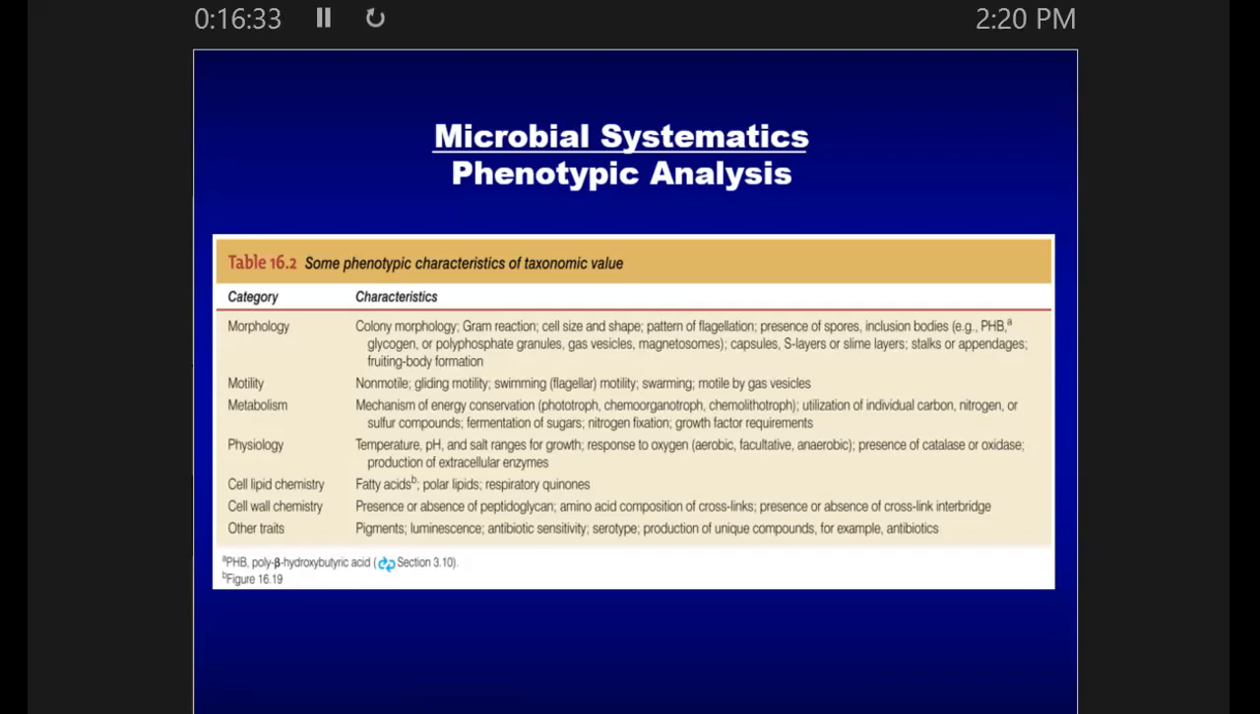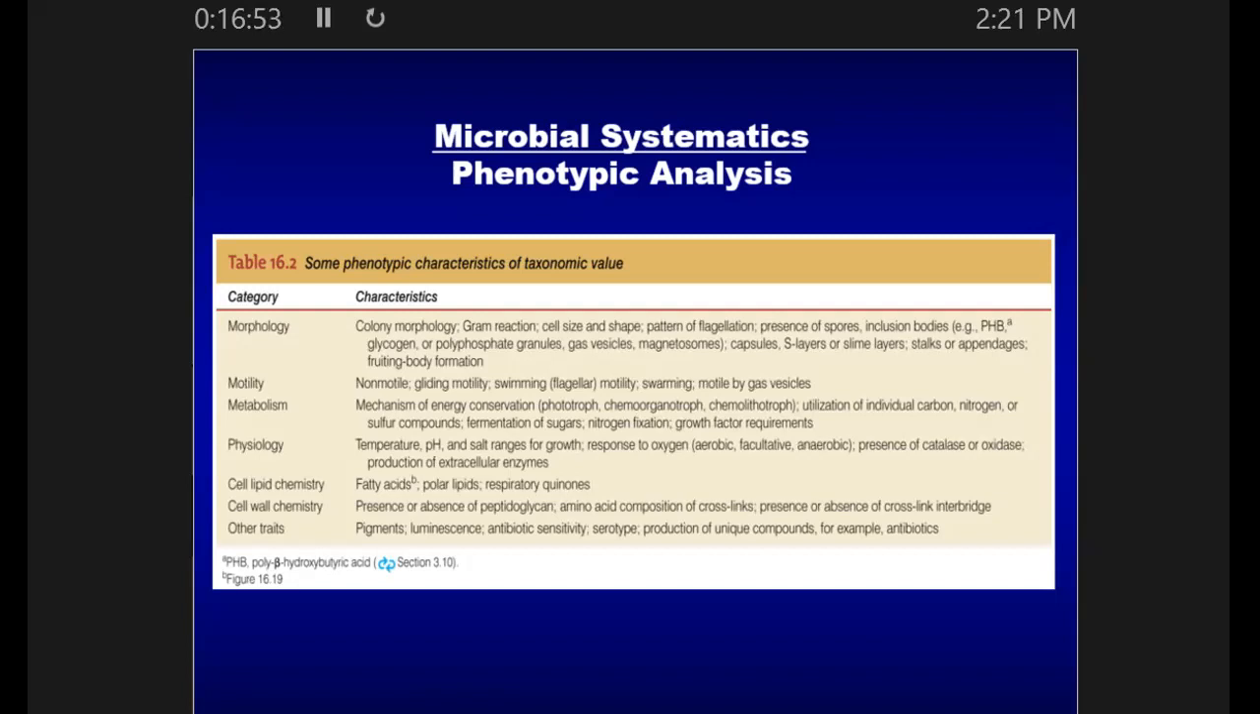Lipid chemistry, when I was a postdoc, we would use that to compare microbes within the same species. Within the same genera, sorry. That's kind of a handy tool. So you're going to get used to some of these ideas in the lab for looking at similarities and differences.